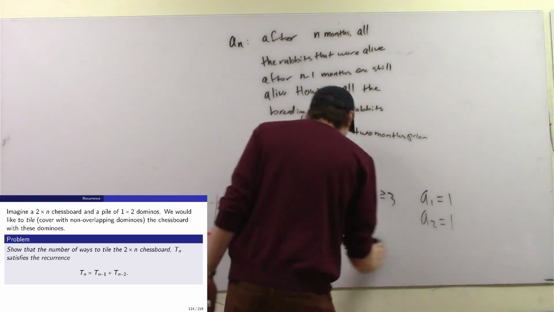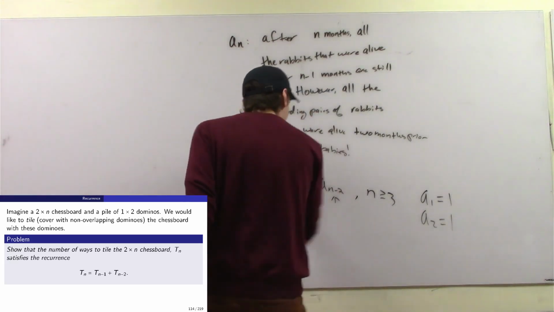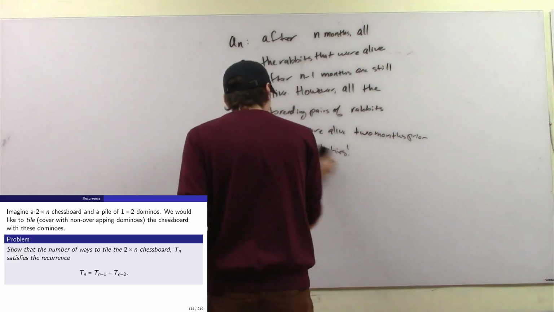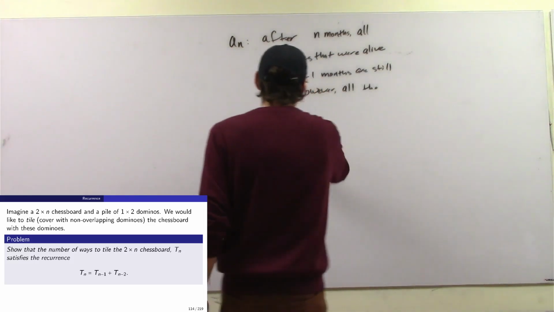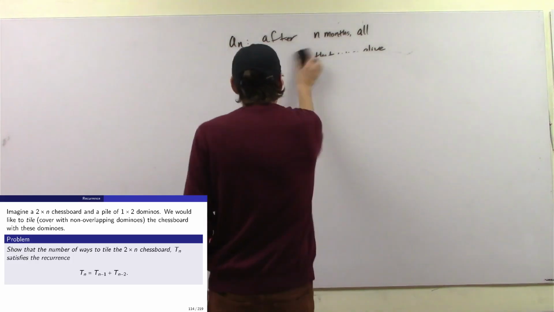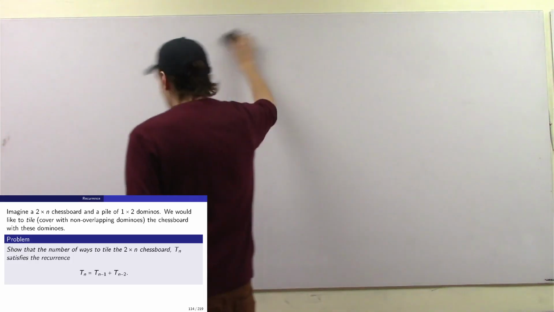So the question is, how many ways can I do that? And this isn't really a chessboard, I guess. 2 by n would be a weird way to play a game of chess. Maybe you can find a way to do so.